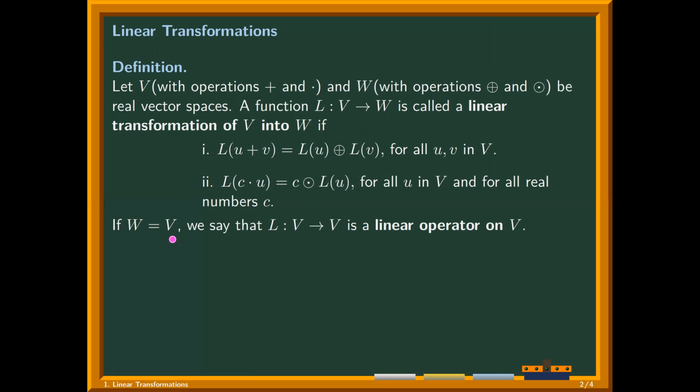If the codomain and the domain are the same, so that the function L maps from V into V itself, then we call such a linear transformation a linear operator on the vector space V.